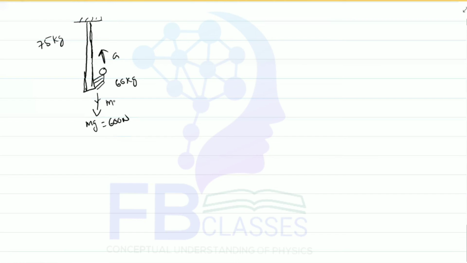So the force will act downwards, that is equal to ma. Are you getting my point? So ma is equal to 60 into a. So this a value we have to find out. 60 is the mass of the man.